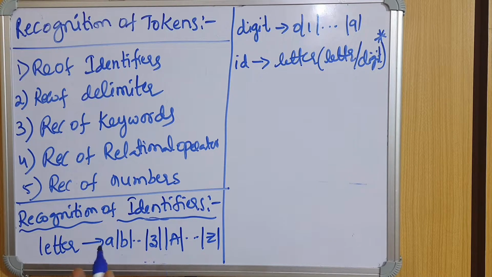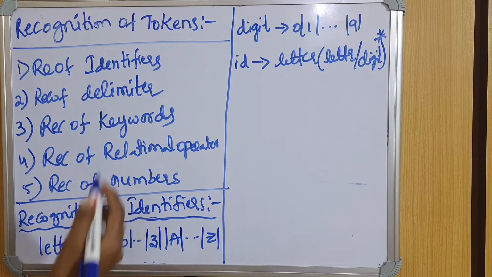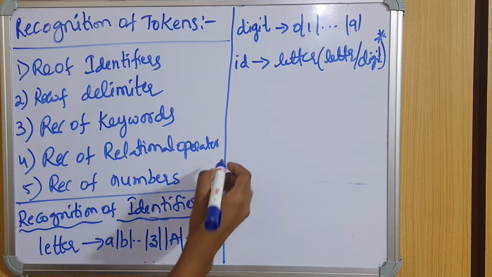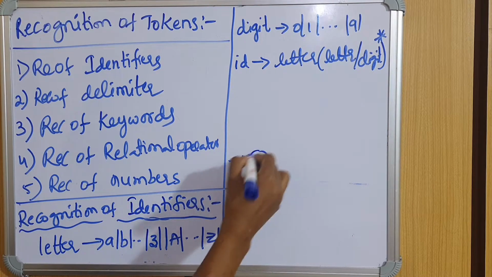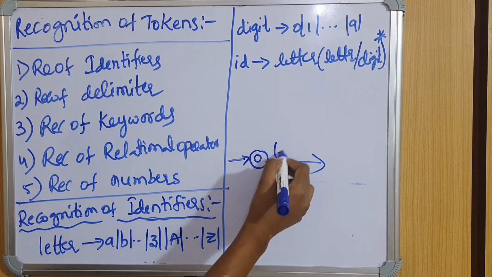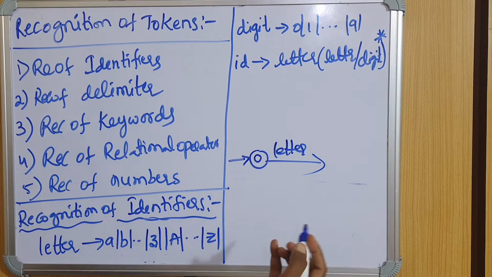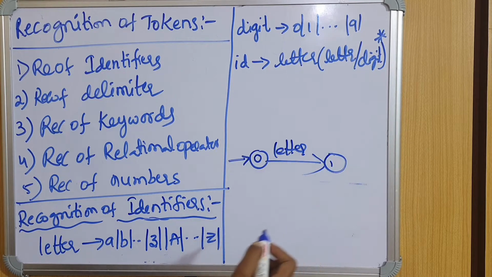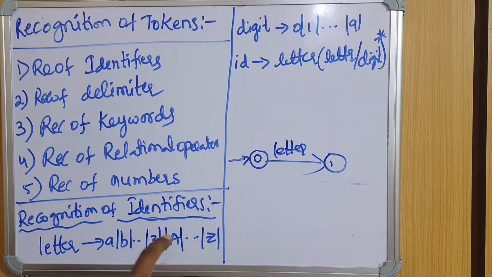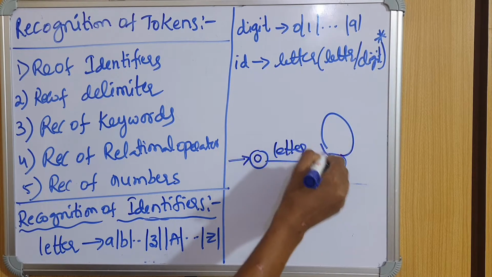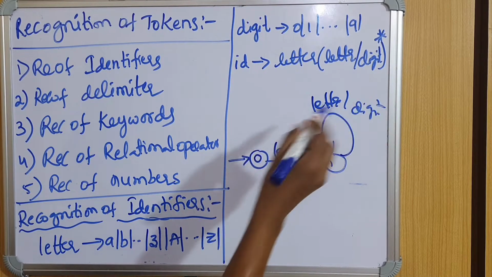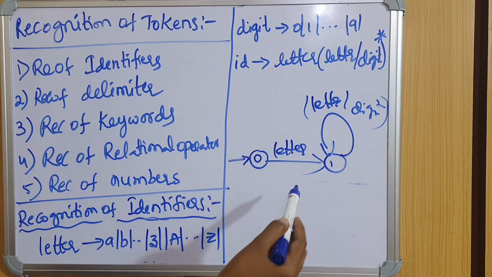Okay. See, for this recognition of identifier, if we draw the transition diagram, how will it look? So the start symbol, it will start with the initial state 0. Next, letter will move to the next state, that is 1. Okay. Next letter, digit, star. Star means 0 or more occurrences. Letter or digit.